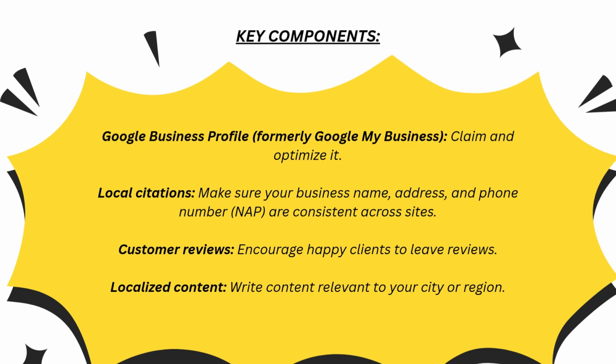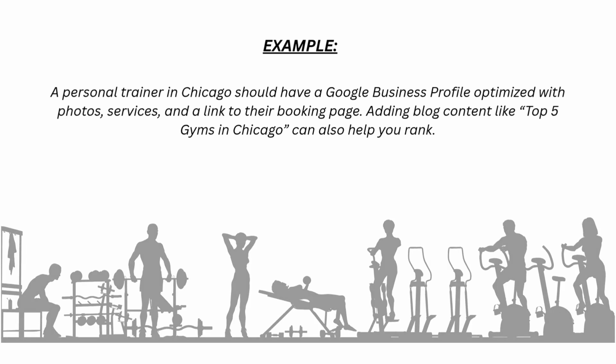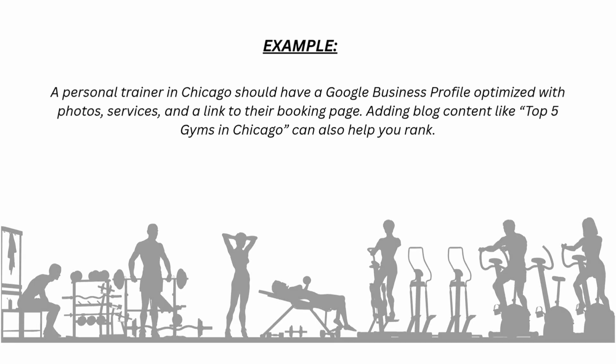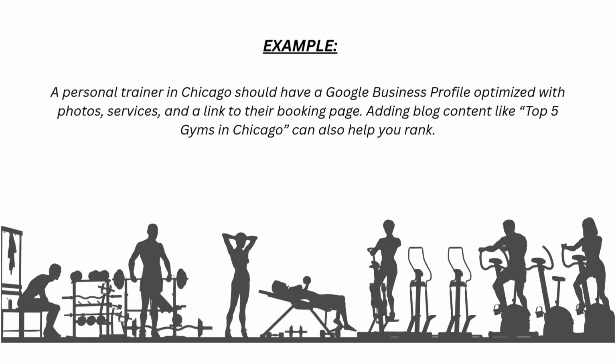Customer reviews. Encourage happy clients to leave reviews. Localized content. Write content relevant to your city or region. For example, a personal trainer in Chicago should have a Google Business Profile optimized with photos, services, and a link to their booking page. Adding blog content like Top 5 Gyms in Chicago can also help you rank.